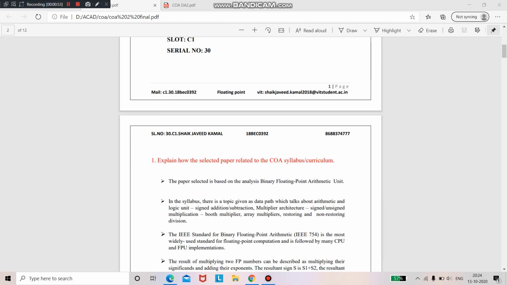Here is the first question. Explain how the selected paper relates to the COA curriculum. The paper selected is based on the analysis of a binary floating point arithmetic unit. In the syllabus we have topics like the arithmetic and logic unit, signed addition and subtraction, multiplier architectures, signed and unsigned multiplication, Booth multipliers, array multipliers, and restoring and non-restoring division.